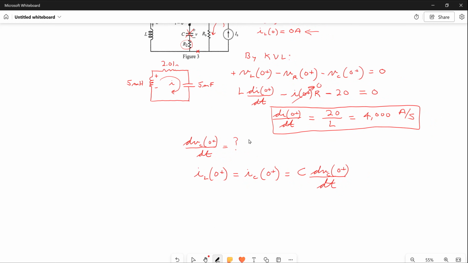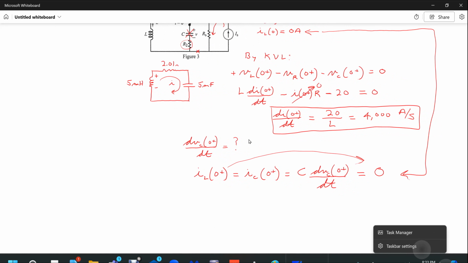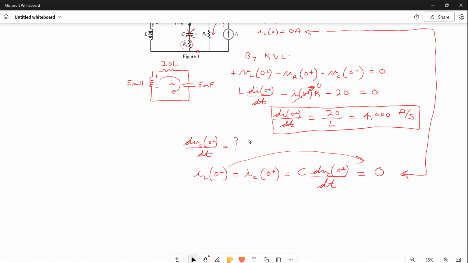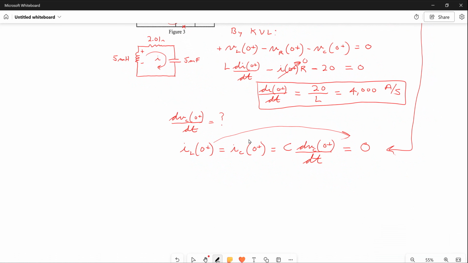Well, from the initial condition, we know that the current in the inductor was 0. So what you're going to end up with here is dVc, the time derivative of the voltage across the capacitor, over dt, is equal to 0 divided by C. Well, I don't care what C is, the numerator is 0. So you get 0 volts per second. And there's your time derivative for that.